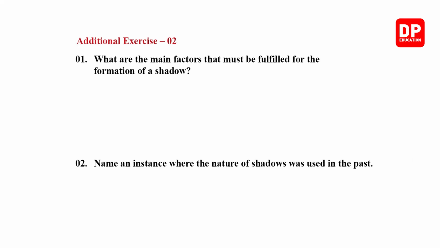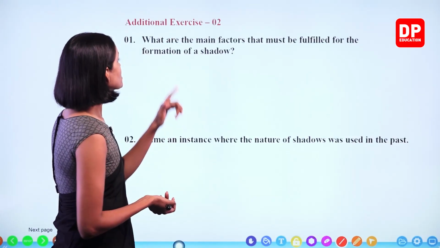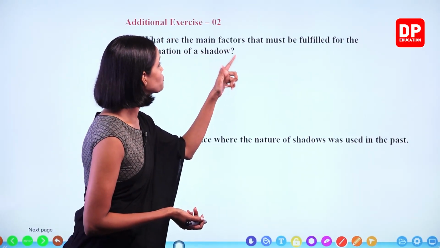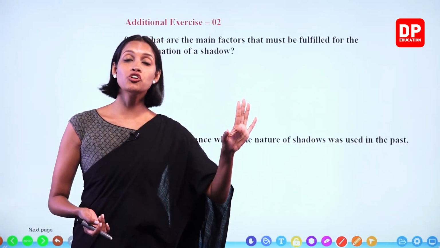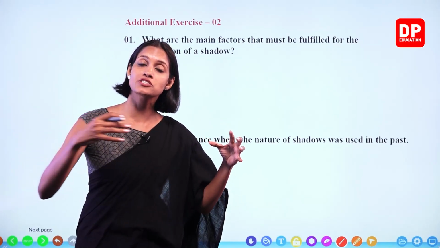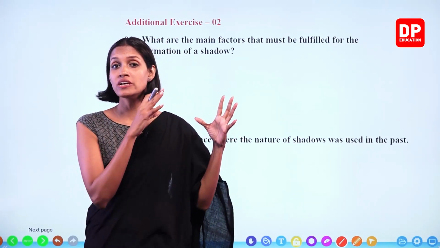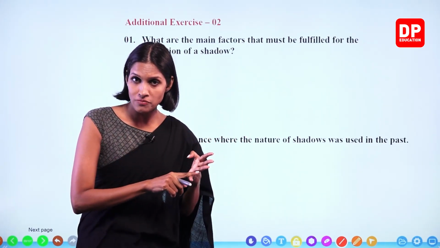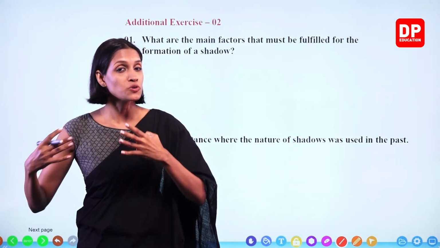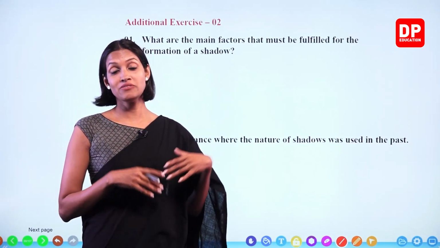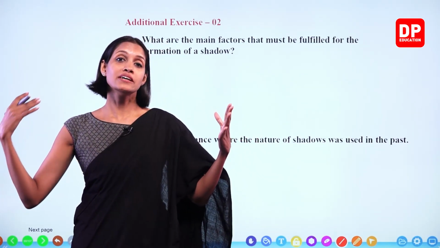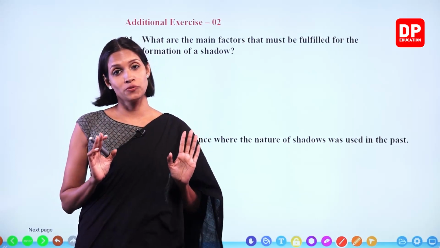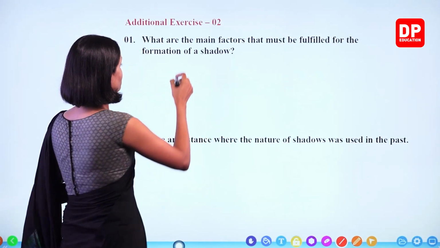Exercise number 2. We have right answers. What are the main factors that must be fulfilled for the formation of a shadow? A shadow is formed because light cannot pass through opaque objects. Therefore, there should be an opaque object and there should be a source of light too. Okay, even though opaque object is there, if there is no source of light, can a shadow form? No. Right, children? Okay.